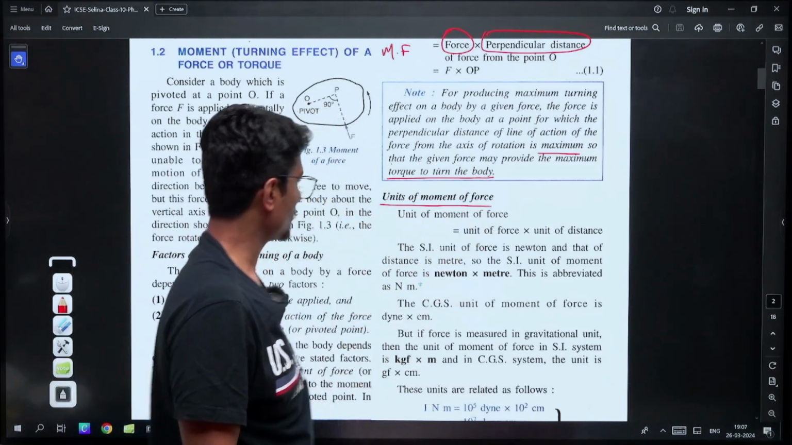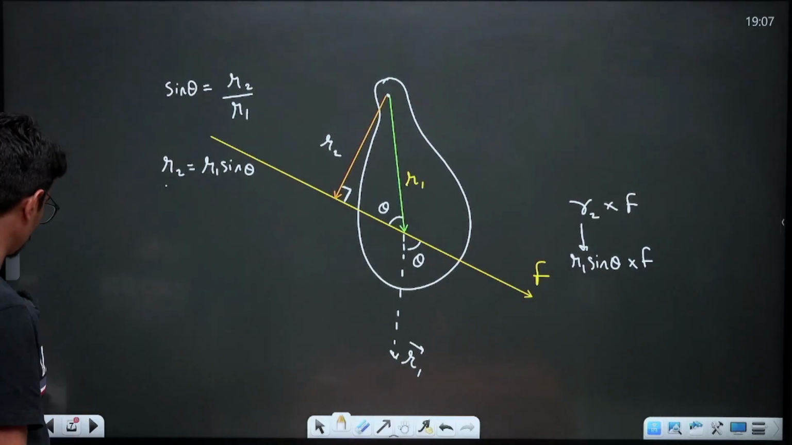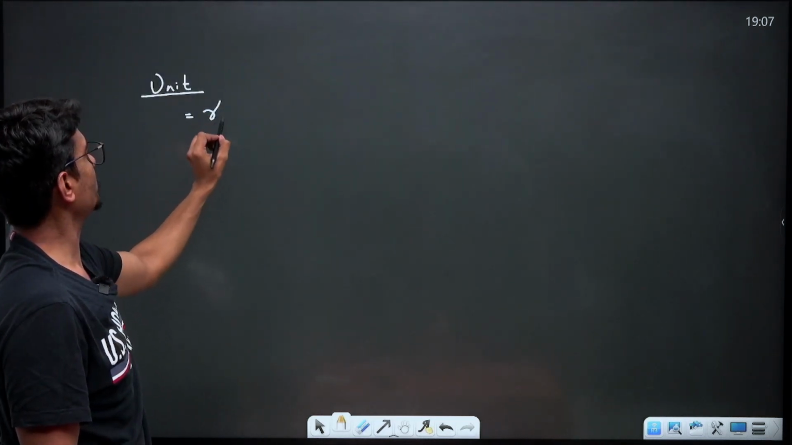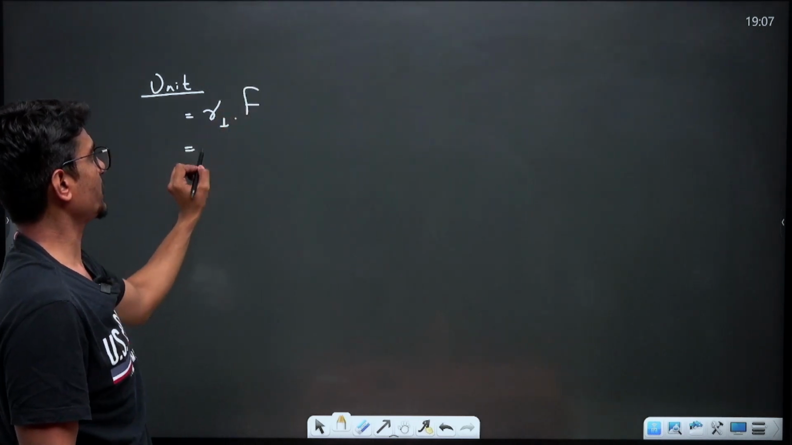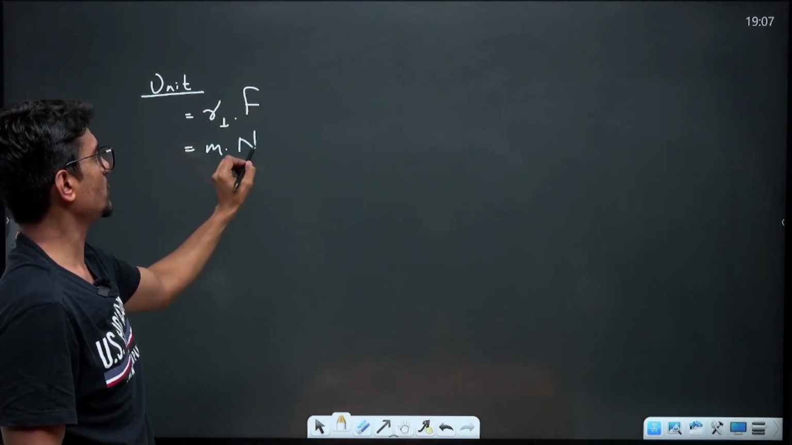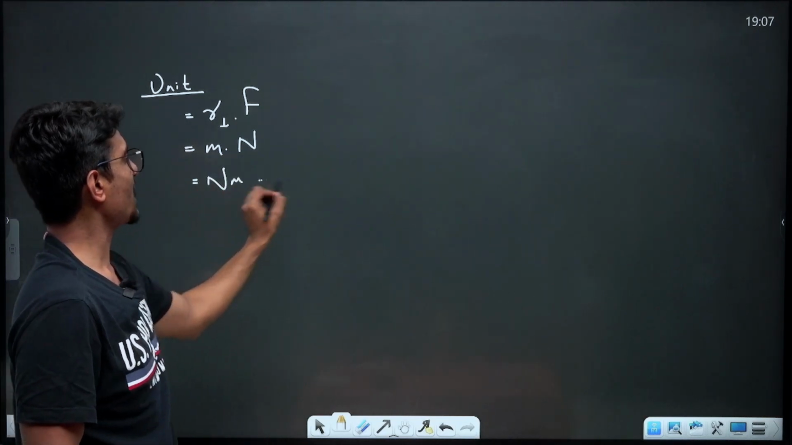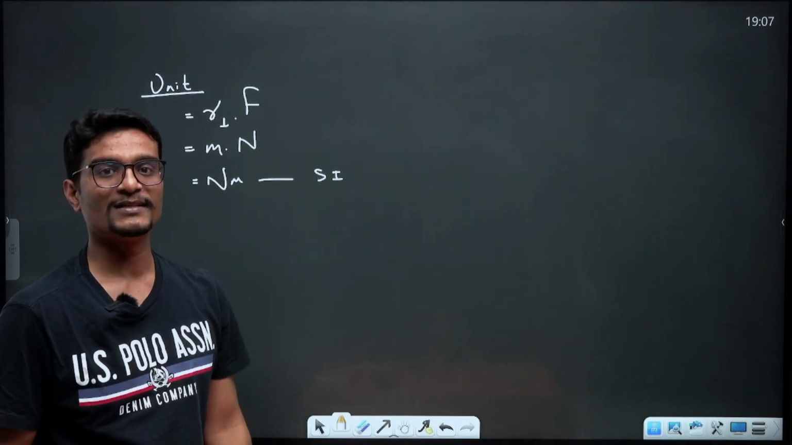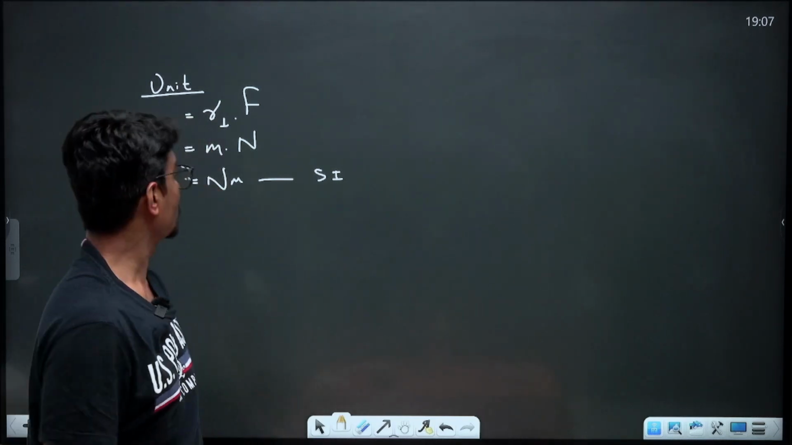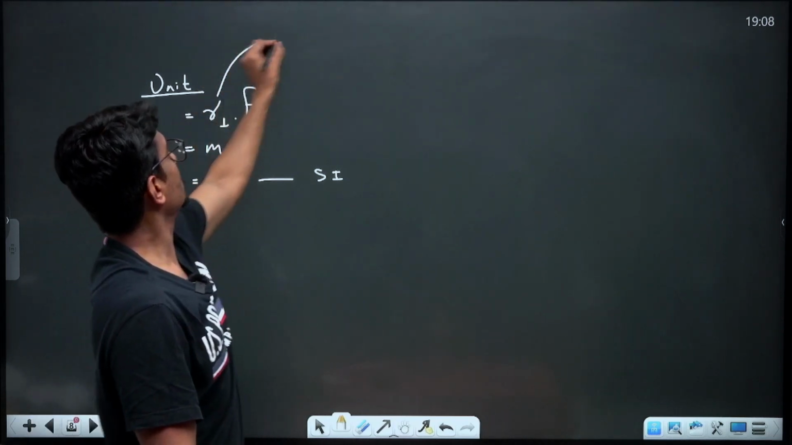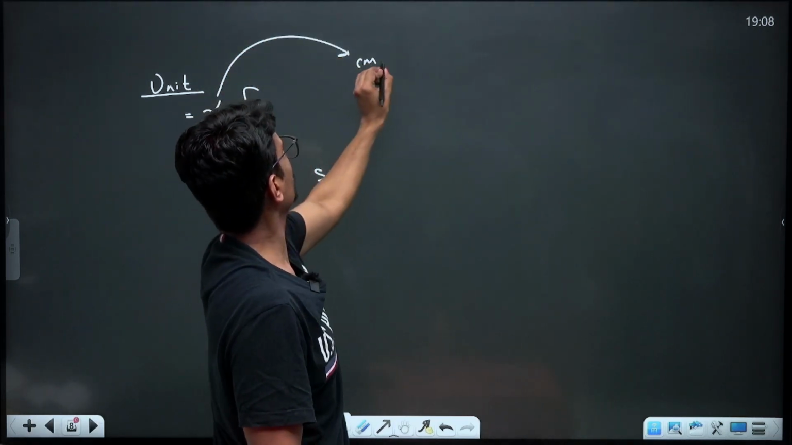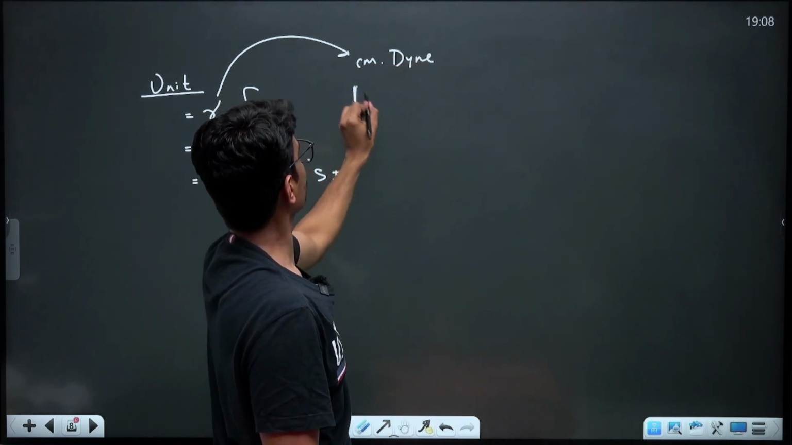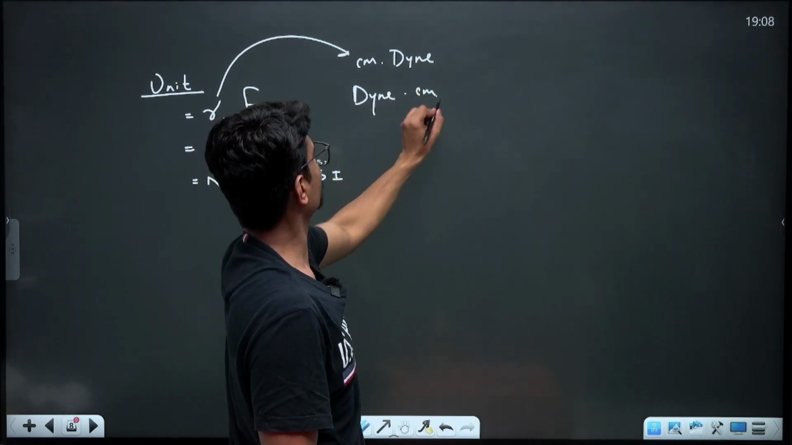So the unit of this moment of force is perpendicular distance into force, and the perpendicular distance is in meter, force is in Newton, so you get Newton meter as the SI unit. And if you want the CGS unit, for distance it is centimeter, for force it is dyne, so it is dyne centimeter.